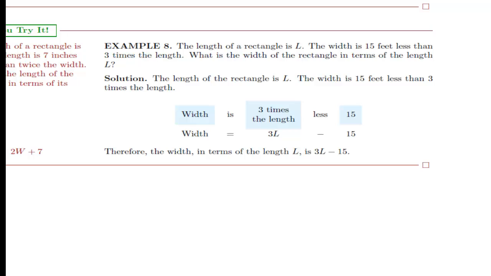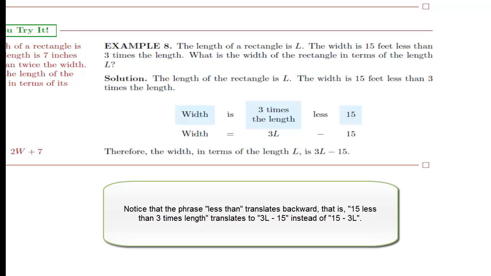Example 8. The length of a rectangle is L. The width is 15 less than 3 times the length. What is the width of the rectangle in terms of the length L? Solution. The length of the rectangle is L. The width is 15 feet less than 3 times the length. So we have width is 3 times the length, or 3L, less than, minus, 15. Therefore, the width in terms of the length is the product of 3 and L minus 15, or 3L − 15.